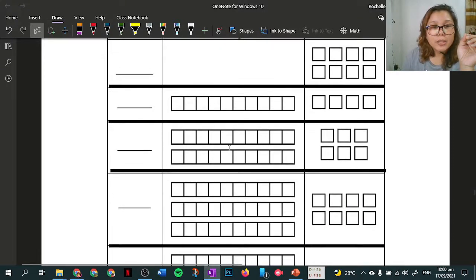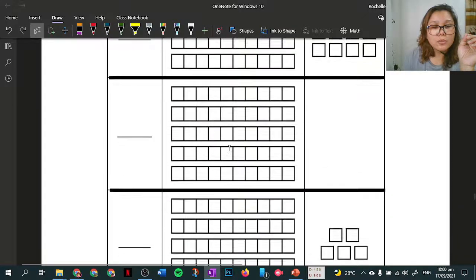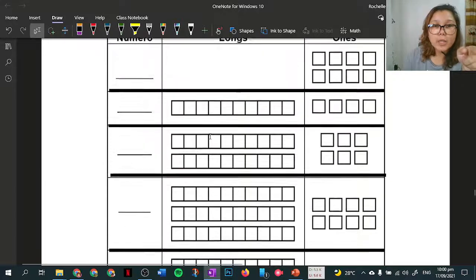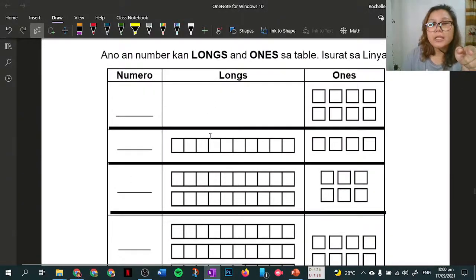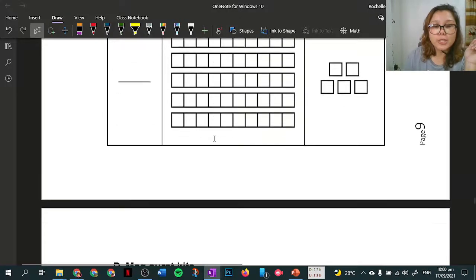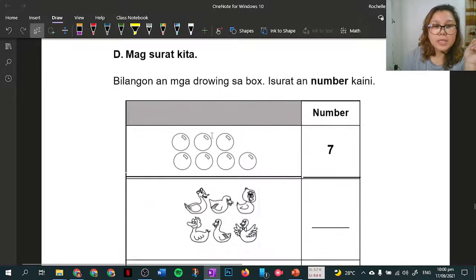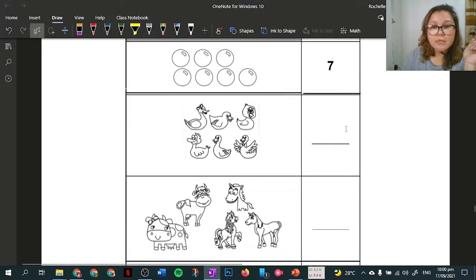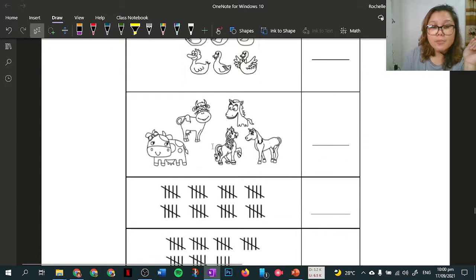Okay, so how many items? Meron dito 6 na items for page 9. So, pause to answer all the items on page 9. You just resume when you are done. Okay, magsurat kita. Bilangan ng mga drawing sa box, isurat ang number kaini. So, we have here different objects and then write the number that it presents.